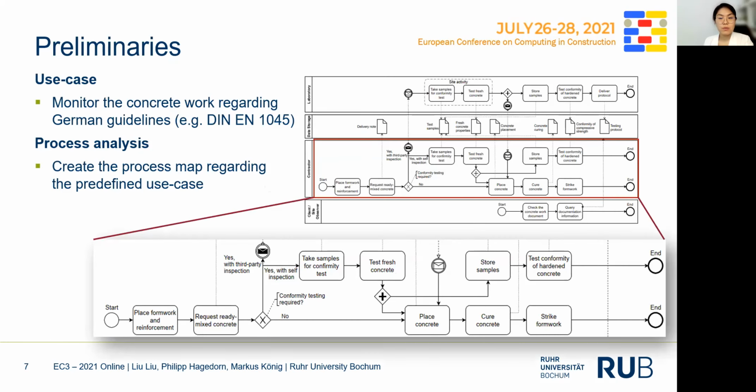In this slide, we present the process map for the concrete work in the use case. It includes the documentation of activities of concrete placement as shown here, and the quality assurance of the material properties as shown here. Here in the process map, you can see 3 lines for the participants which we have considered.